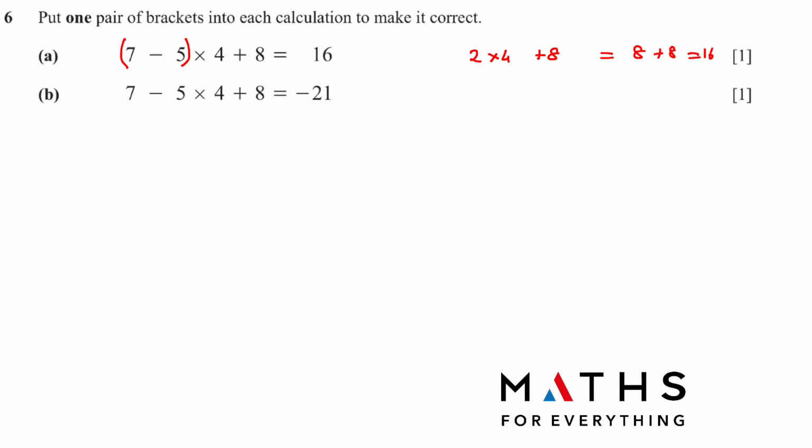For the second one, your answer is negative 21. It means that you will have one positive number and one negative number to get it. If you put the bracket for this, you will get 7 minus 5 times 4 is 20 plus 8. 7 minus 28. That will give you negative 21.